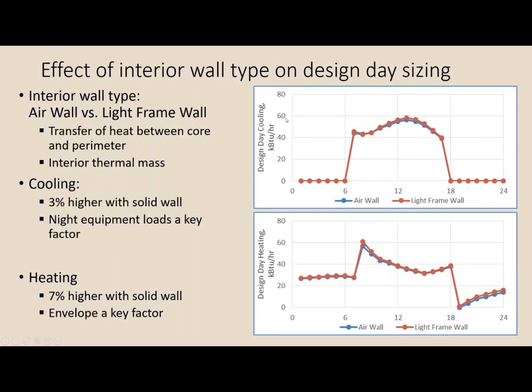I also did a test with interior wall type, comparing an air wall to a light frame wall, just to give an example. You might do a similar test with a light frame wall versus a concrete wall. But the idea is, again, that the thermal mass is going to cause the stored energy that has to be overcome by morning startup to be greater. So having more thermal mass in the model requires a greater amount of energy at startup.